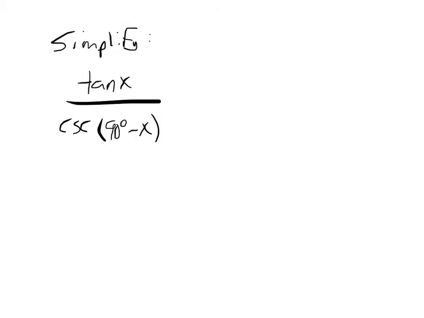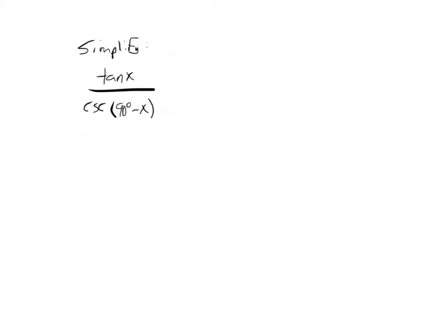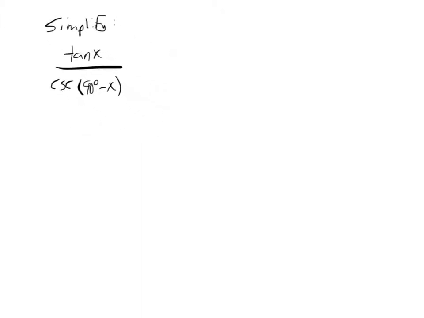So here's some more examples for these simplify or trig identity type problems. The first one, we want to simplify tan x over cosecant of 90 minus x. To simplify, if you've got 90 minus x's, you want to reduce those to just x's if possible. So we notice cosecant of 90 minus x in the denominator.